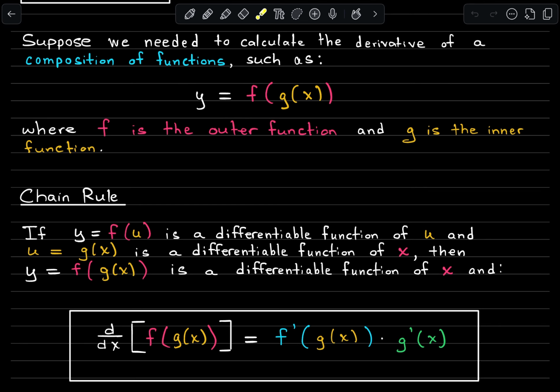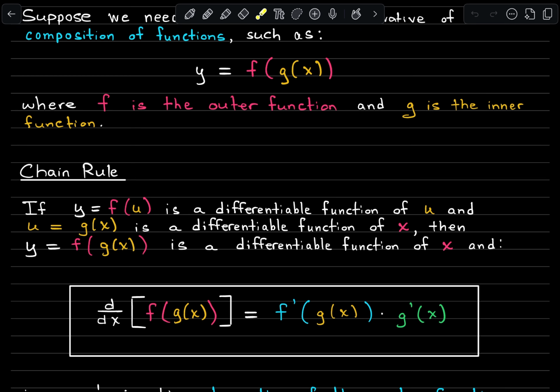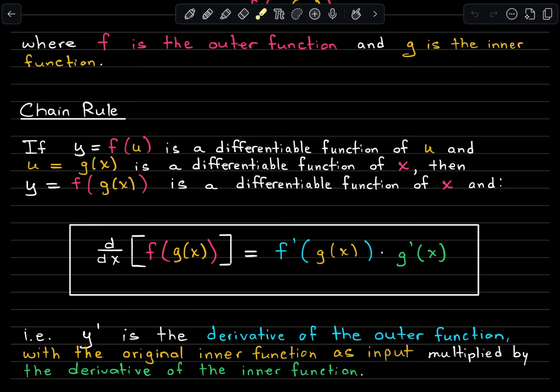Okay, and here's the actual formula for the chain rule. So the derivative of f of g of x is going to be the derivative of the outer function, f prime, and then we leave the inner function alone, we leave it as it was, multiplied by the derivative of the inner function, g prime of x, separately. In other words, y prime is the derivative of the outer function with the original inner function as the input, multiplied by the derivative of the inner function.